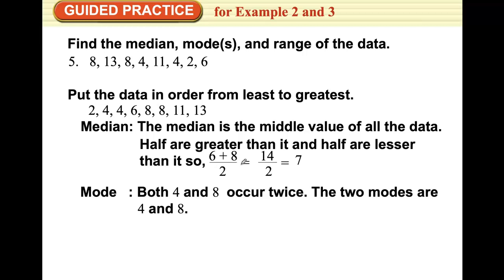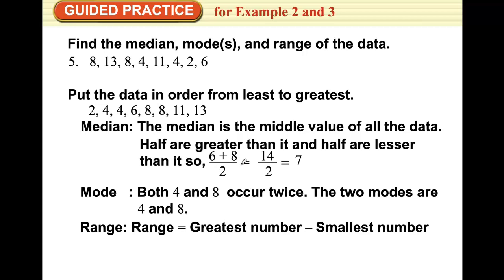Okay. The mode: 4 and 8 both occur twice, so I have two modes, 4 and 8. And because it's so easy to find the greatest and subtract the smallest if I put them in order, I'm taking 13 and subtracting 2, and I get 11. So again, here's an example of the median, mode, and range.